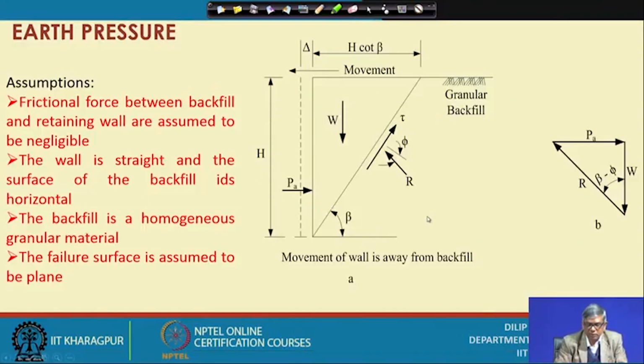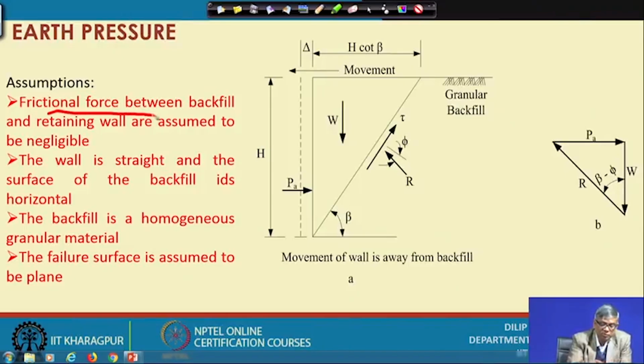Suppose you can see I will consider the wall moving this way, and we can make a few assumptions. The frictional force between the backfill and retaining wall is assumed to be negligible. This is the backfill and retaining wall, the frictional force is reduced, ignored. The wall is straight and the surface of the backfill is horizontal.